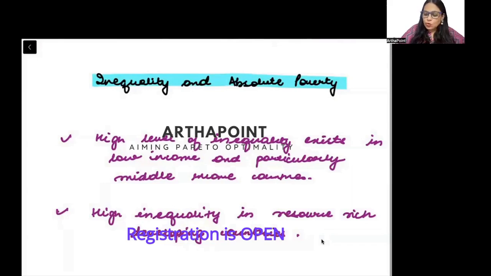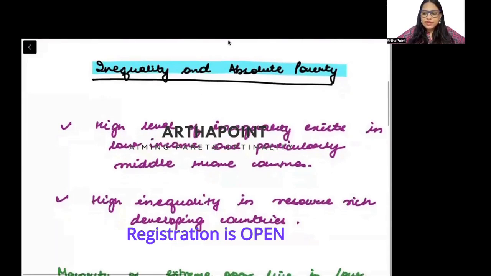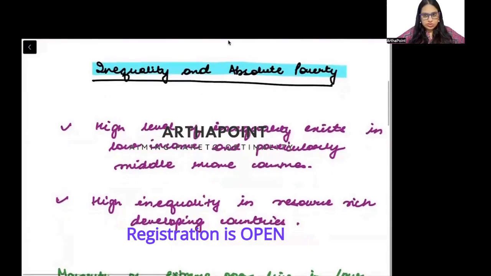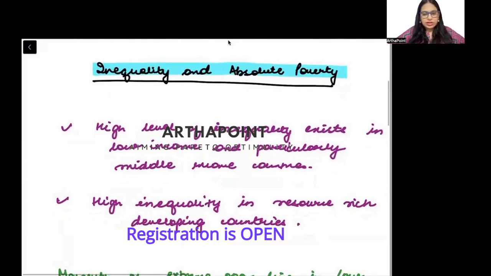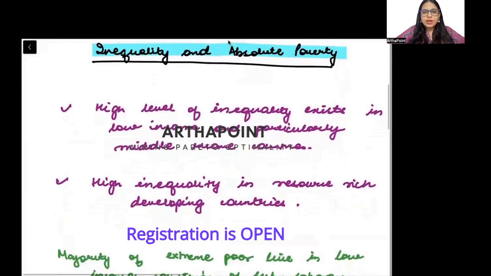Okay, let us now go ahead and start with the third aspect of key similarity and difference among countries. And that is on the basis of inequality and absolute poverty. So if we compare different countries, you will notice that the inequality differs among countries, right? You will see, for example, there is this research done by Amartya Sen.